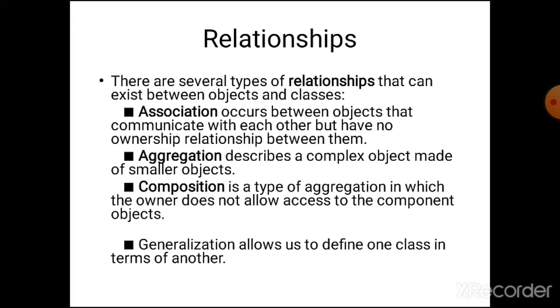The second relationship is aggregation. It describes a complex object made of smaller objects. So in an aggregation, smaller objects are combined to form a complex object. Then composition is a type of aggregation in which the owner does not allow access to the component objects. The last one is generalization. Here it allows us to define one class in terms of another.